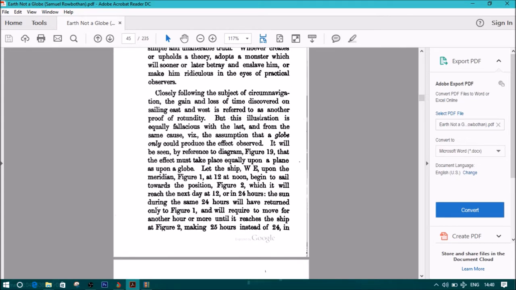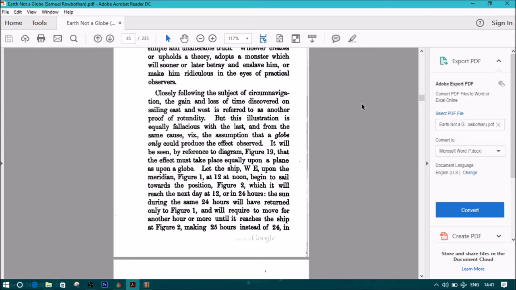Closely following the subject of circumnavigation, the gain and loss of time discovered on sailing east and west is referred to as another proof of rotundity. But this illustration is equally fallacious with the last and from the same cause, namely, the assumption that a globe only could produce the effect observed. It will be seen by reference to diagram Figure 19 that the effect must take place equally upon a plane as upon a globe.